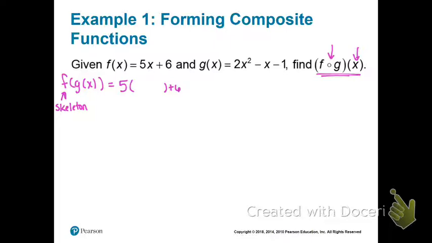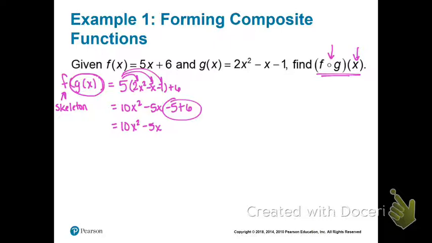And then remember what's on the inside here tells us what we're going to plug in. So we're going to plug in g of x, which is 2x squared minus x minus 1. And then we just simplify that. So distribute the 5. And then combine like terms and make sure you write it in descending order of the exponents. And so they were already in descending order. Just combine the negative 5 plus 6, and we got 1.